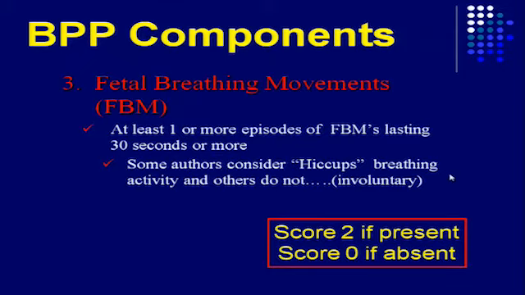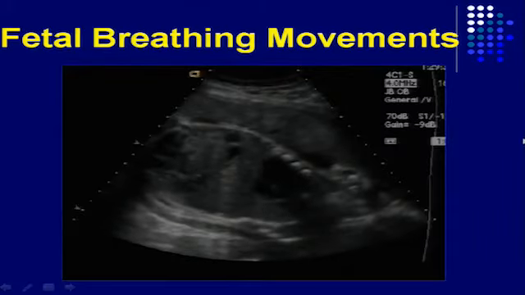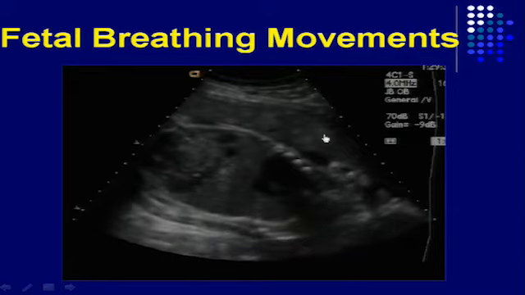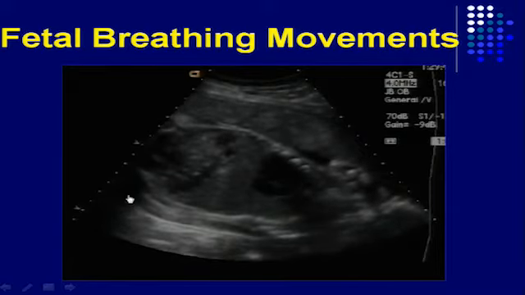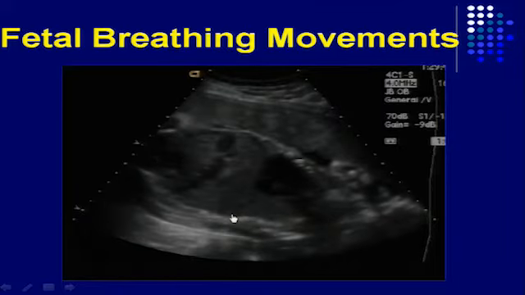Some authors use hiccups and count that for their breathing movements. We don't use that in our lab. So you have to decide within your lab, are you going to use it, not use it? We don't use it. So you have to decide for yourself, but this is the breathing movements. So again, that coronal view from the chest to the abdomen, looking at that diaphragm, and you can see that diaphragm moving up and down.